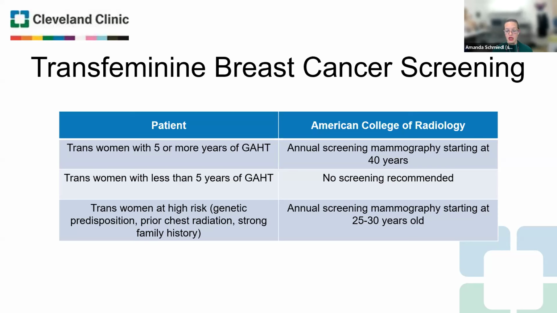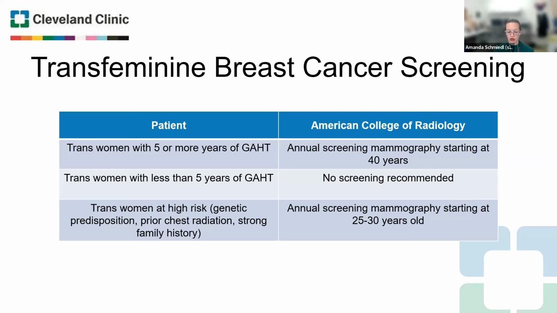That's kind of the timeline where we know that longer duration of estrogen exposure to the breast increases breast cancer, and that 5 years is kind of where the risk starts to exceed what would normally be for cisgender males. So once you hit that 5 year mark, you really should be undergoing annual screening with mammography.